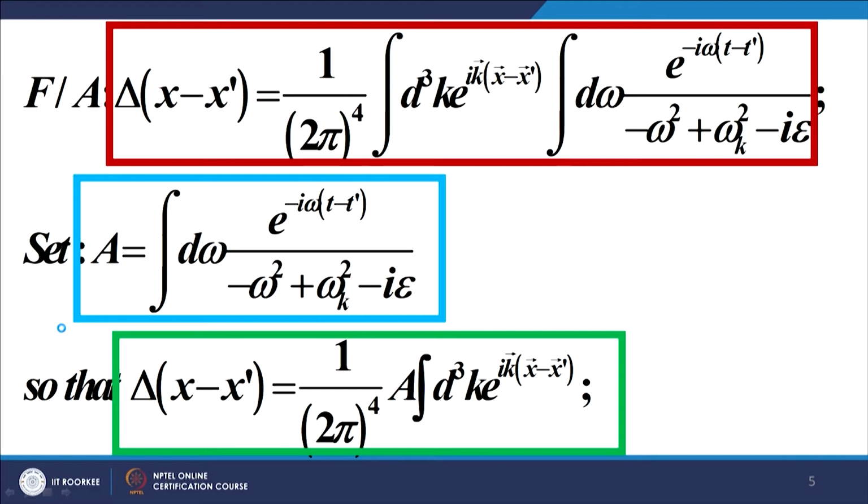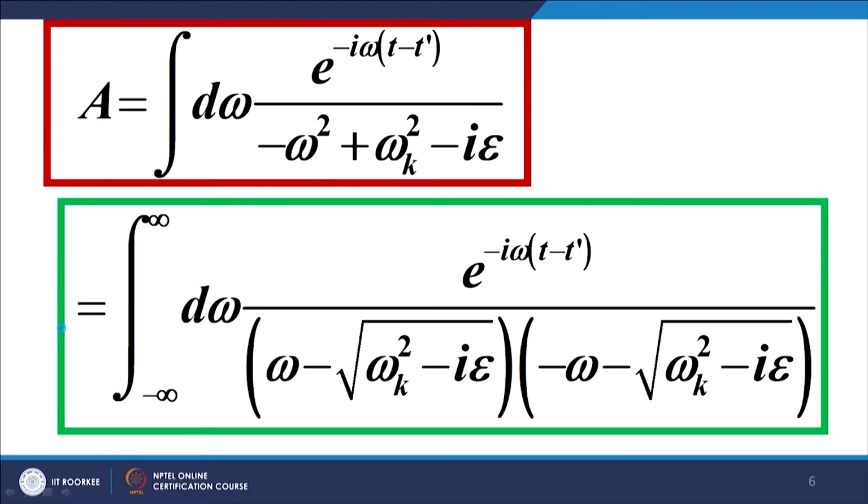To reduce the amount of writing, we split up this integral into a component A, which we are going to evaluate, and the space portion, which is left as a separate factor. For the moment we shall be concerned with the evaluation of the factor A. So, A is given by this expression in the red box here.